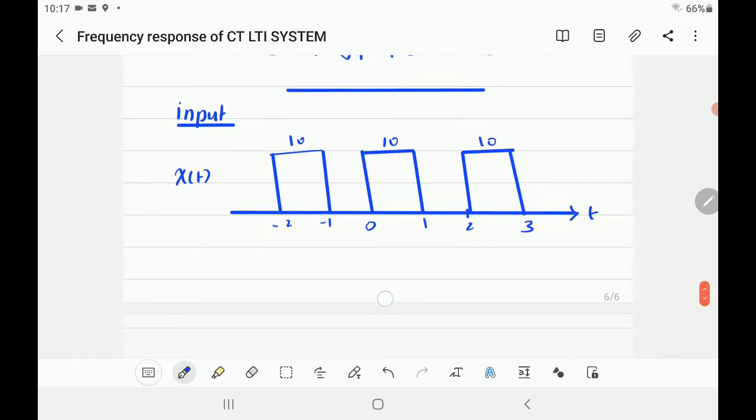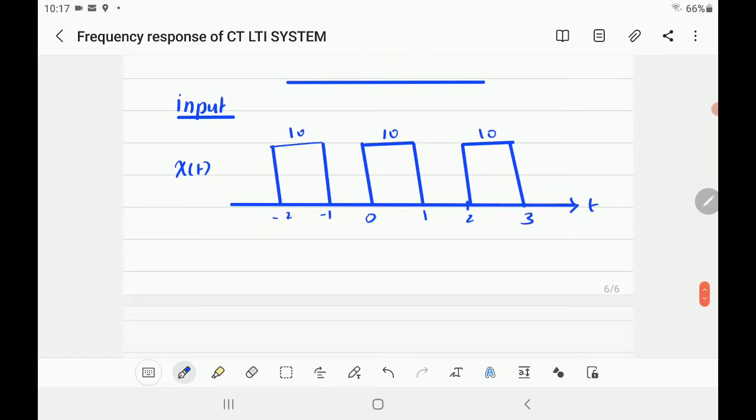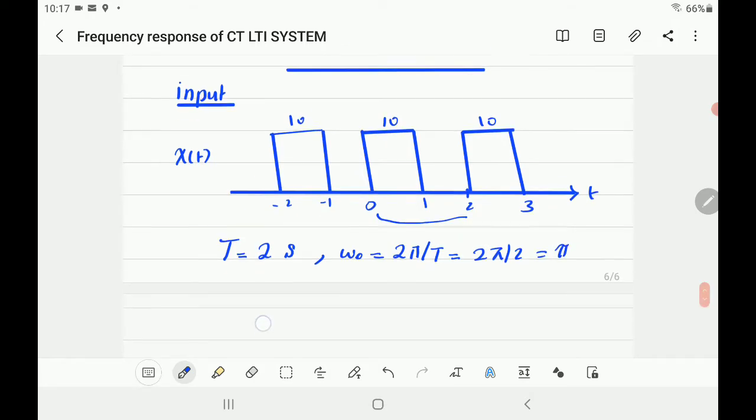The first step is to express it in Fourier series. How do you do that? First, you have to find the period. It's from 0 to 2, so the period is equal to 2 seconds. Accordingly, you can find the fundamental frequency, omega naught, which is equal to 2 pi divided by the period. So 2 pi divided by 2 is equal to pi. So omega naught is equal to pi.